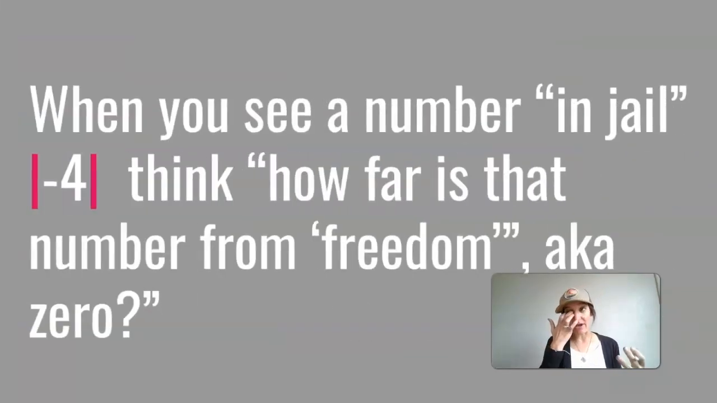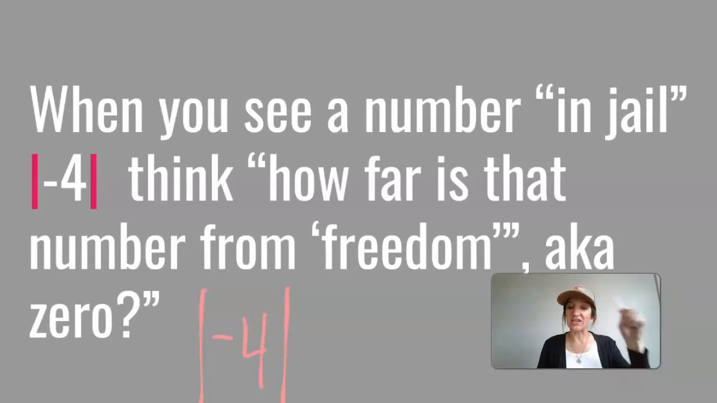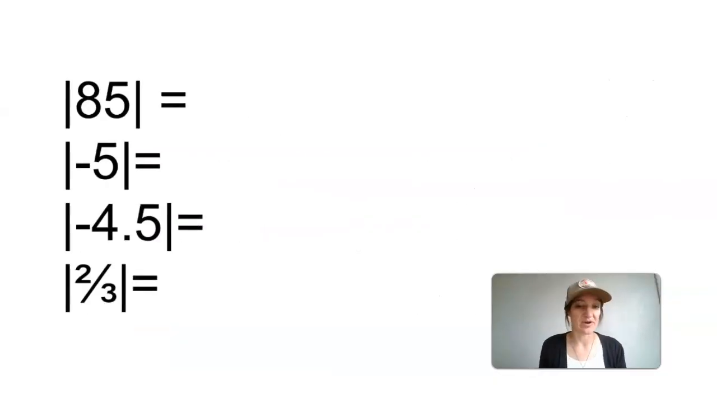So one way to think about it is, if you see those jail cells, those 2 straight lines with the number in between, think in your head, all right, how far away is that number from 0? Or how far away is that number from freedom? If you want to think of 0 as freedom and you're in a jail cell, how far away are you from 0? Well, -4 is 4 away from 0. So the absolute value of -4 is 4.